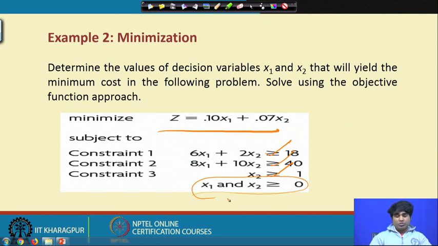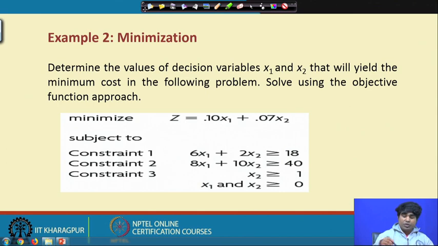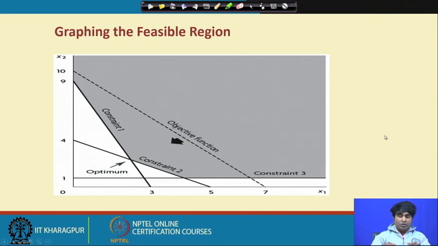So, this is the structure of the minimization problem, and accordingly we are looking for the solutions. We try to find the feasible zone, and then look for the corner points, and then look for optimality by putting all these corner point values into the objective function and fixing the optimality.